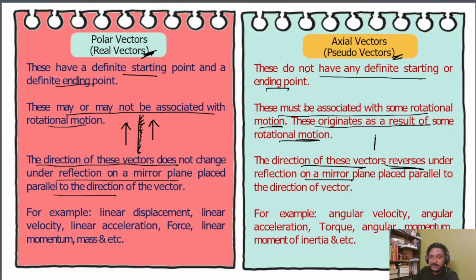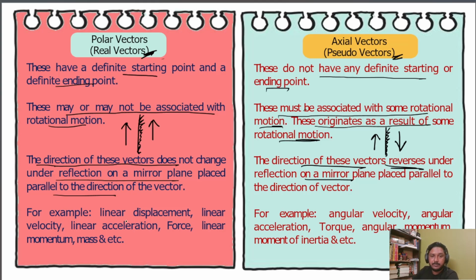So if we have a vector in this direction and we have a plane mirror here, then on reflection, if this is an axial vector, its reflected form will be exactly in the opposite direction. So in case of polar vectors, through reflection, the direction doesn't change. The mirror should be parallel to the vector. Remember that the mirror should be parallel to the vector, then it doesn't change its direction. But in case of axial vectors, if a mirror is placed, the direction of the axial vector totally reverses.